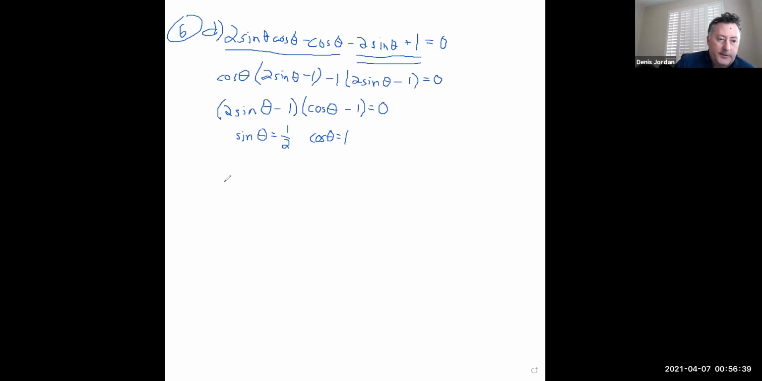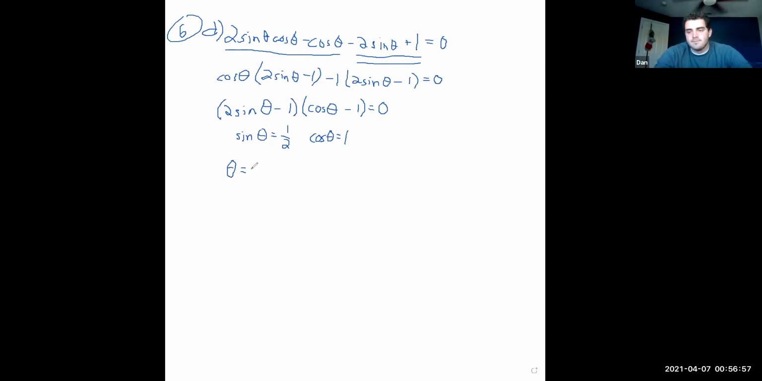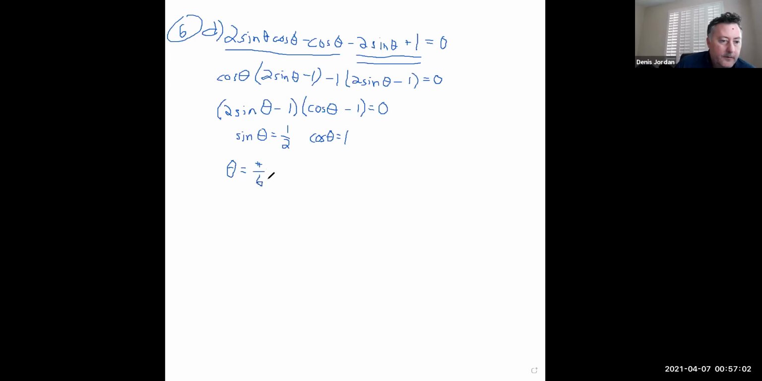So for the sine of theta equals 1/2, using the unit circle, triangles, or whatever, what would your 2 answers be? Like, where does sine equal 1/2? Pi over 6. Yep. And the other one? Because sine is positive in 2 quadrants. It's positive in quadrant 1, and it's also positive in quadrant 2. 5 pi over 6. Yeah.